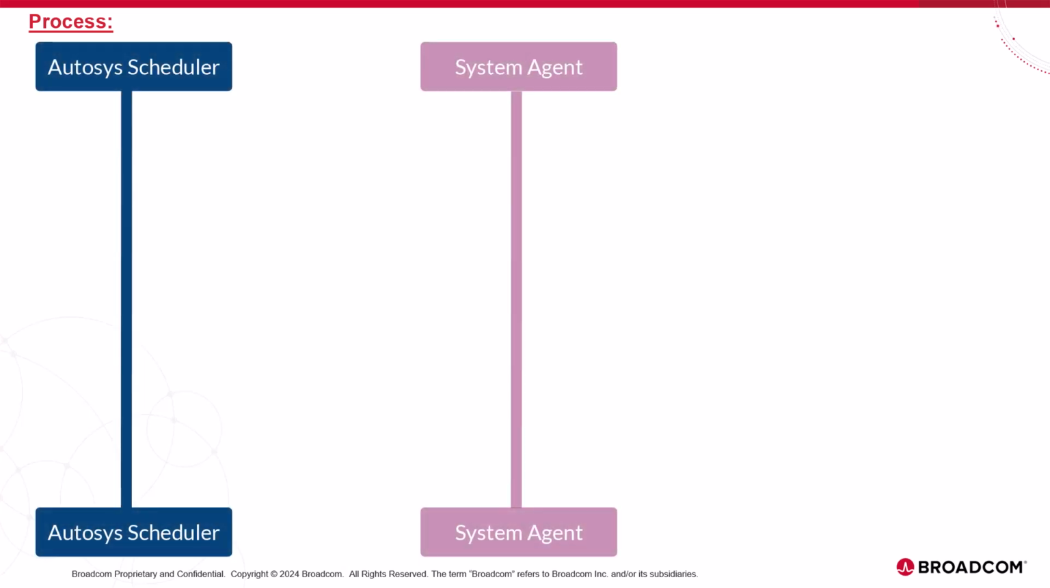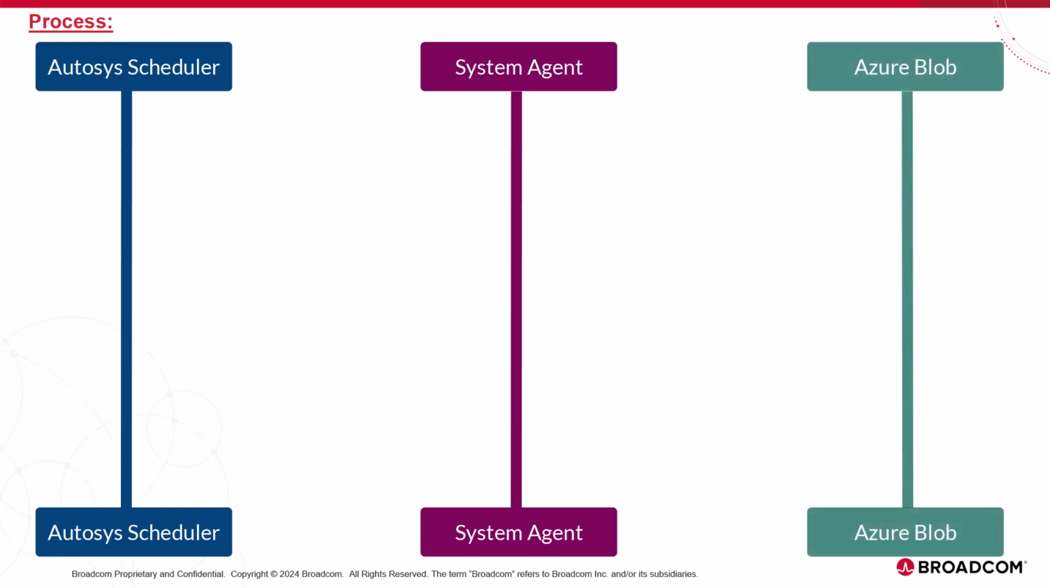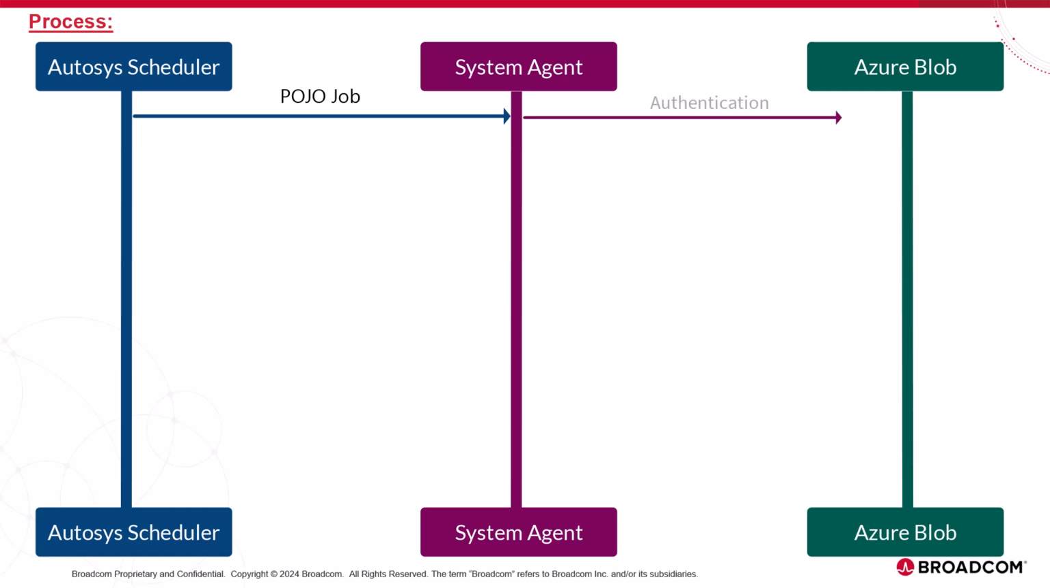We start with the three main components: the AutoSys scheduler, the system agent, and the Azure Blob server. The AutoSys scheduler submits the POJO job to the system agent. The system agent acknowledges the job from the scheduler and initiates communication with the Azure Blob server.